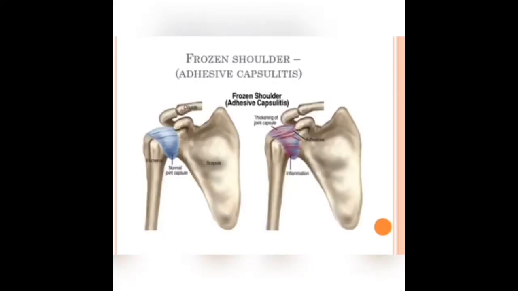Next slide. Frozen shoulder. Frozen shoulder is otherwise called adhesive capsulitis. If you see, inflammation is there in the capsule, and if you notice this slide, there is thickening of the joint capsule and adhesions formed here, and we can see the difference between a normal shoulder as well as a frozen shoulder. There is a lot of inflammation here, and joint thickening is there.